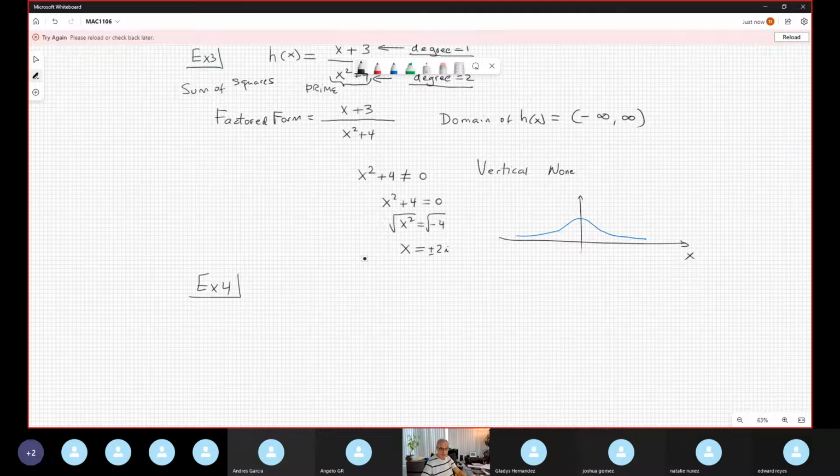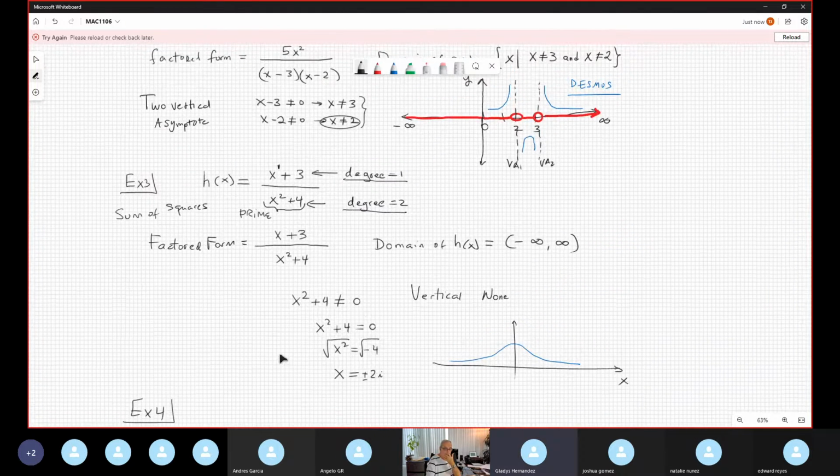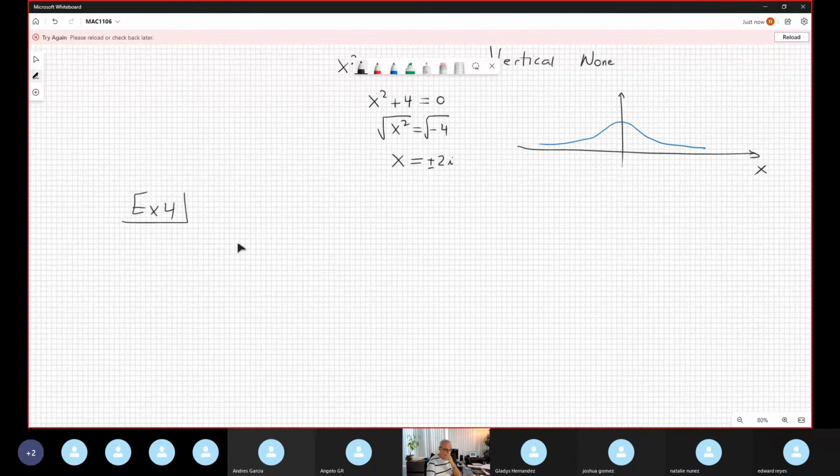Example 4. Do you follow me? Example 3 was clear or no? Yes, it was clear. Okay, cool. Example 4 is super interesting. Pay attention. Suppose the rational function p is the division of two polynomials. The first one is x squared minus 11x plus 30. And at the bottom we have x squared minus 9x plus 18.